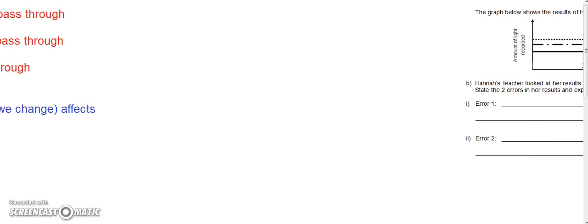Okay, if you look at the second part of the question, the graph below shows the results of Hannah's experiment. Now, Hannah's teacher looked at her results and told her that she made two mistakes. Now, state the mistake. We know that the metal sheet is opaque. Now, what does opaque mean? Let's revise. What does opaque mean?